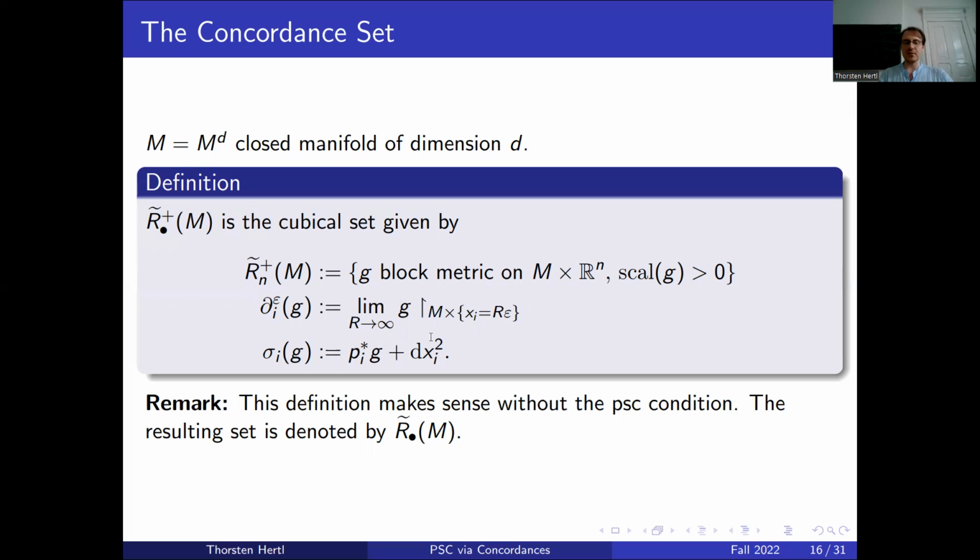Again, you can show that this is a cubical set, that the connecting maps satisfy the cubical identities, and of course, you do not need to have the curvature condition to make sense out of this. So we also could have just dropped the condition that the scalar curvature is positive, and you would still get a cubical set. In this case, we just drop the plus from the description.